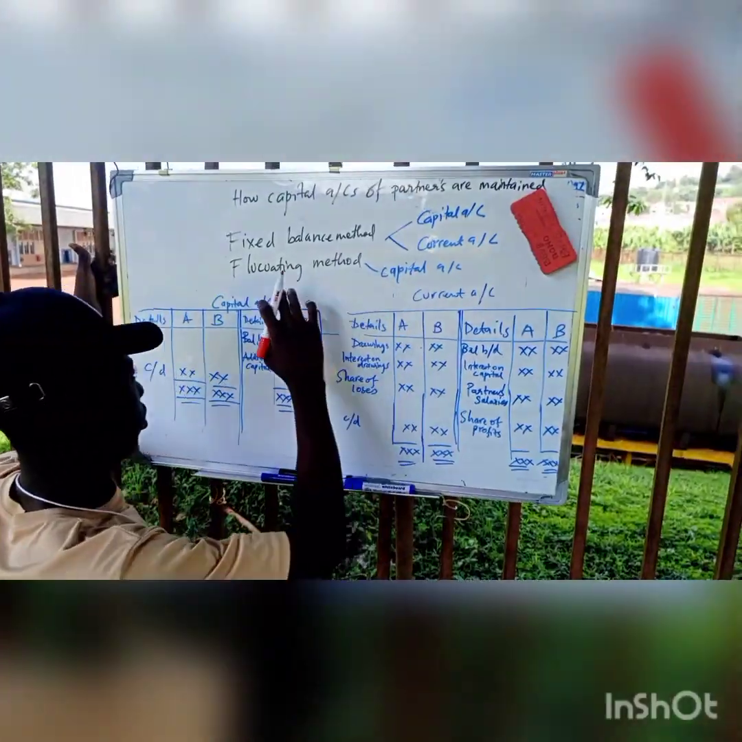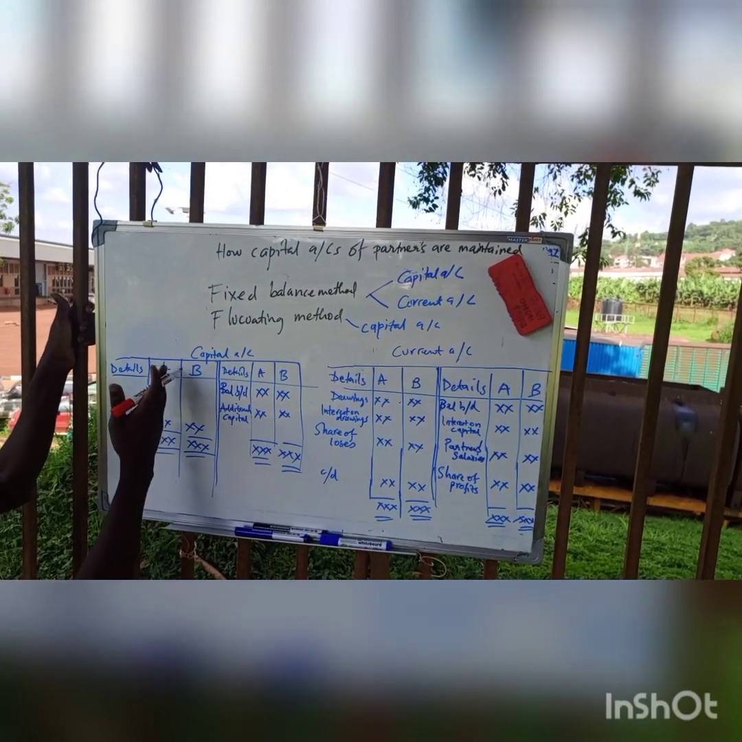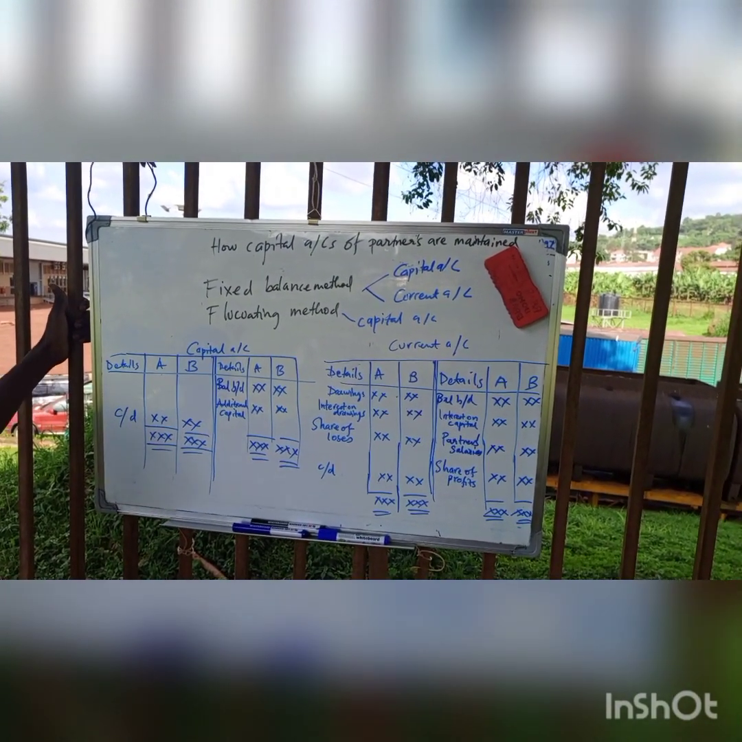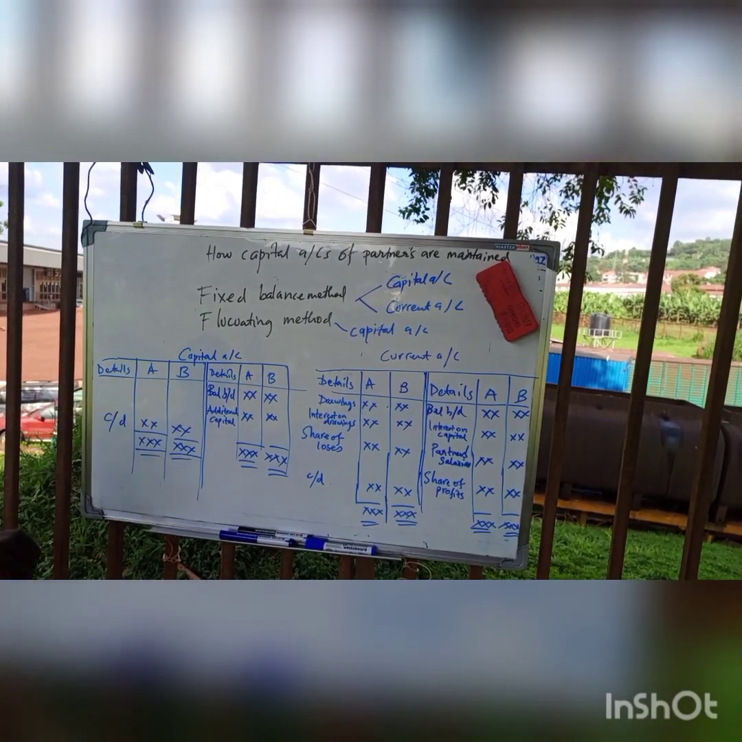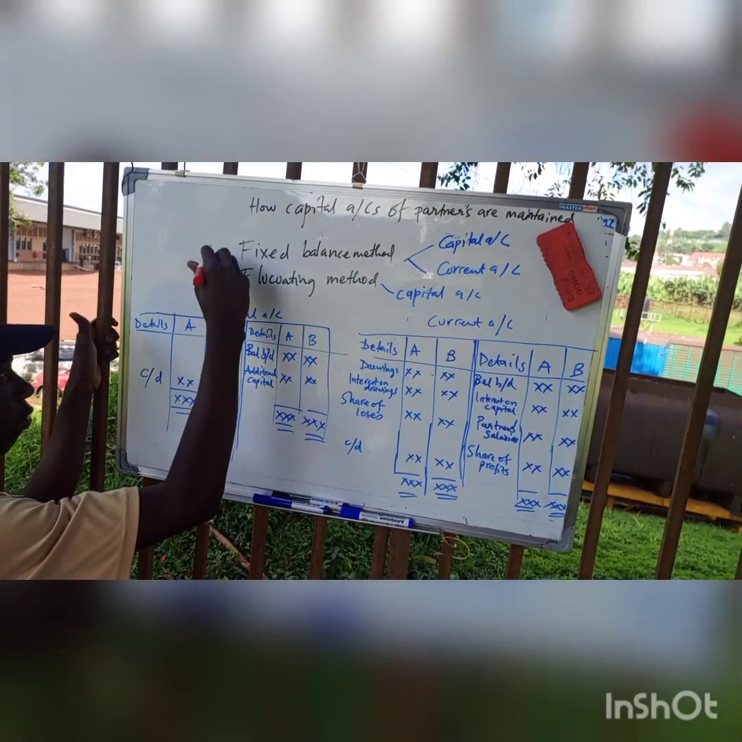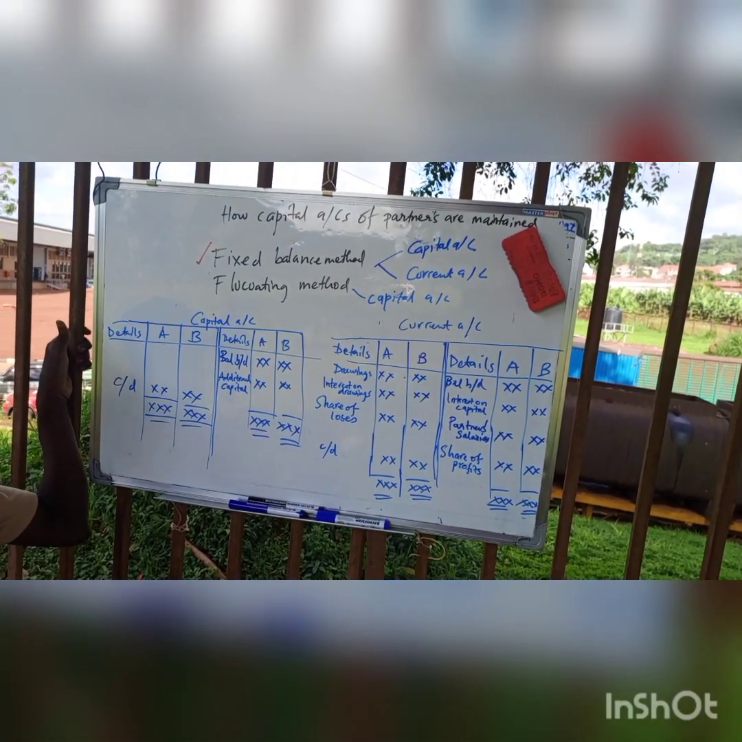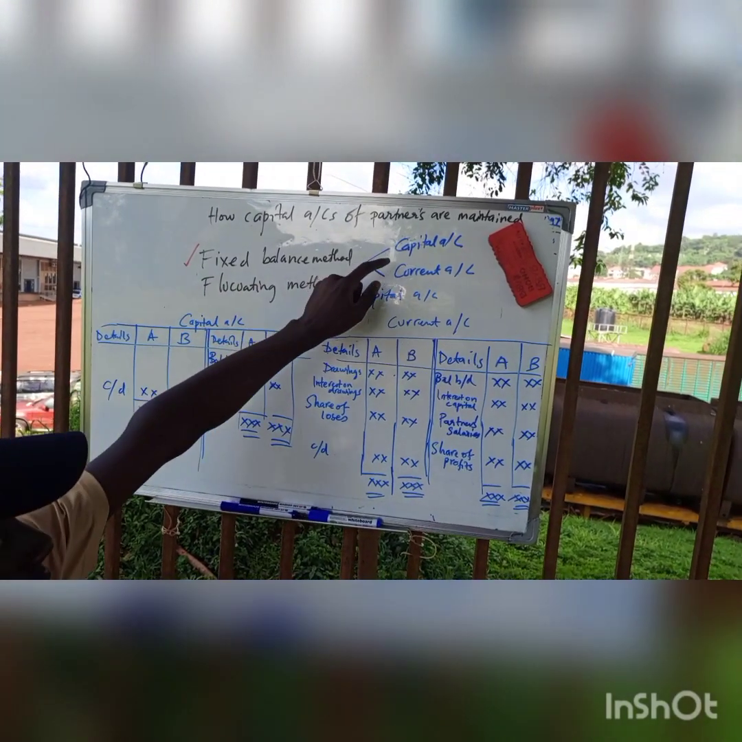So the capital account will look in this format. Depending on the number of partners you have, you'll have that number of columns. For us, we have taken an example of two partners, partner A and partner B. So when you're opening up the accounts under this fixed balance method, you'll be opening two accounts, the capital account and the current account.